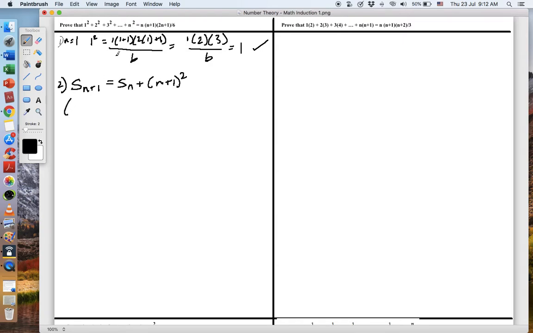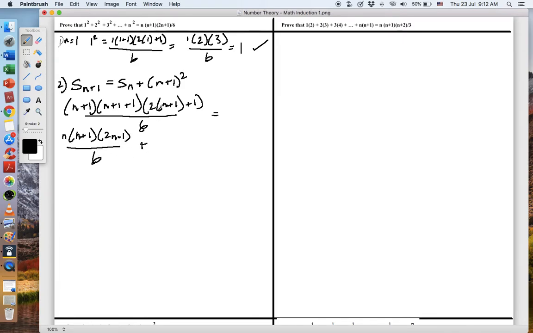On the left-hand side of the equation, we're going to substitute n plus 1 for all of these values here. n plus 1 times the quantity n plus 1 plus 1, times 2 times n plus 1 plus 1, over 6, and that's going to be equal to n times n plus 1 times 2n plus 1 over 6, and then we're going to add to that again n plus 1 squared.